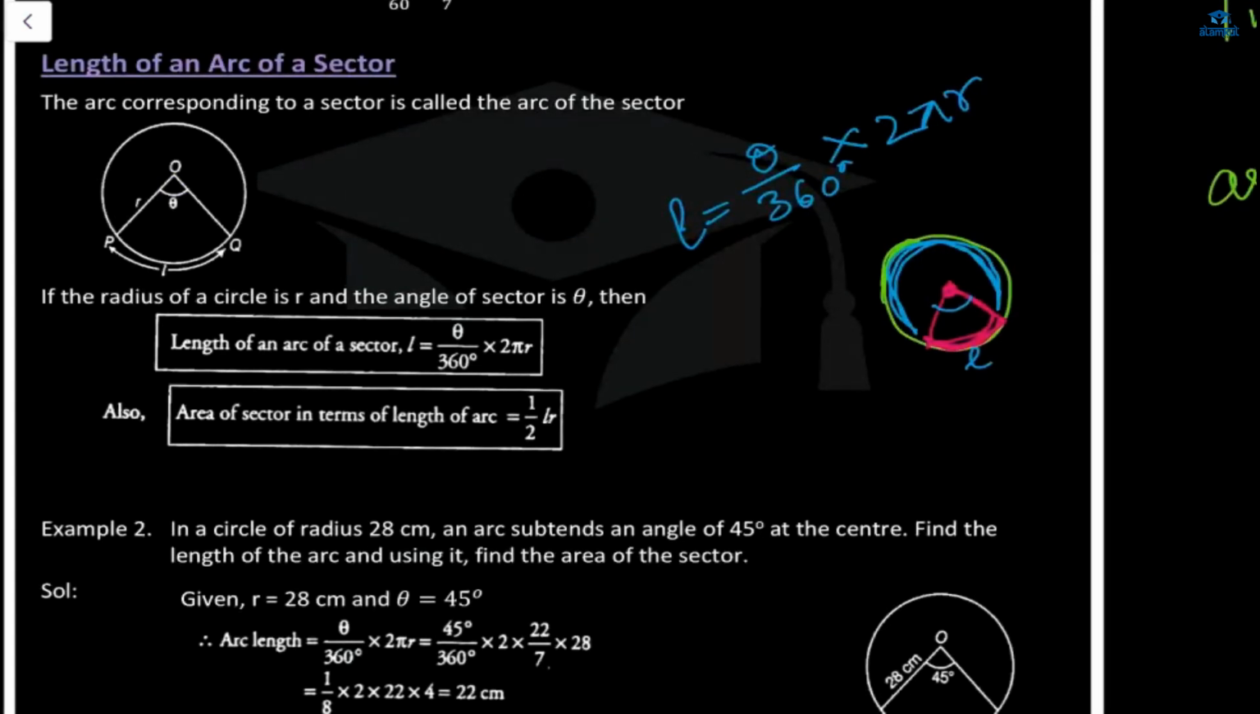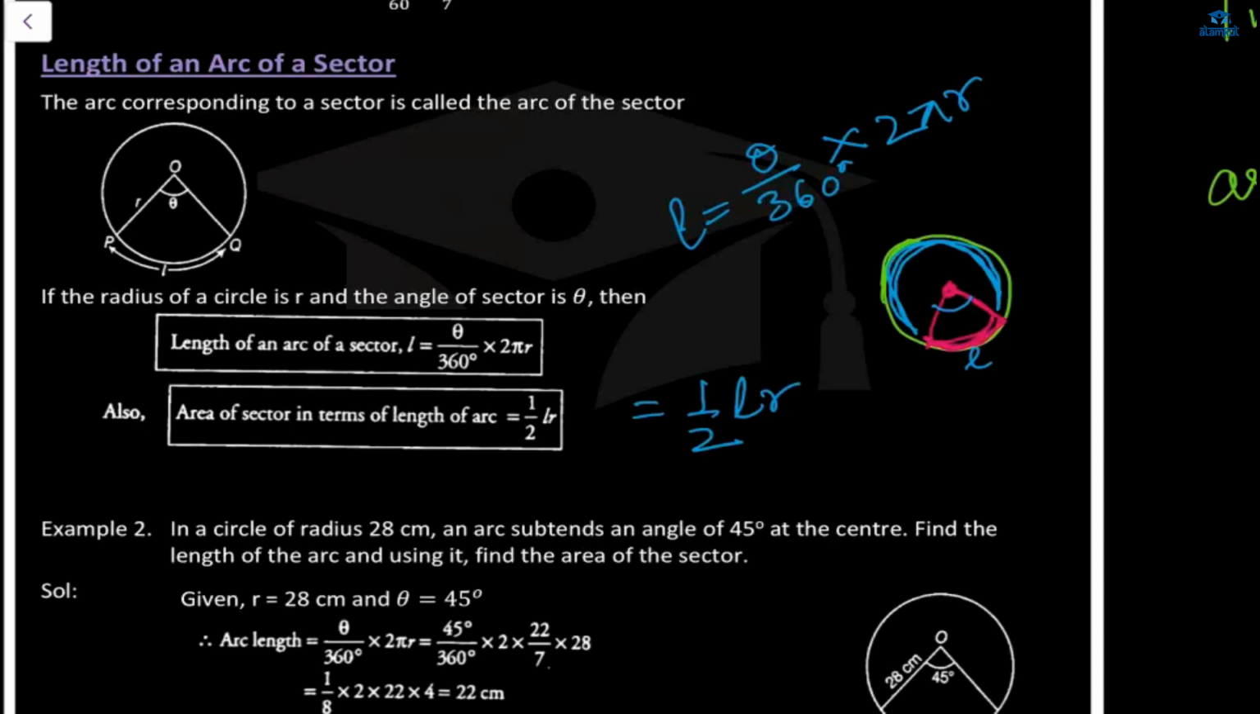Now similarly, the area of a sector in terms of length. We have seen the area of the sector. Now if we are taking the area of the sector in terms of length, in terms of this arc, what can we write? Half LR. And here if your L is given, that is fine.